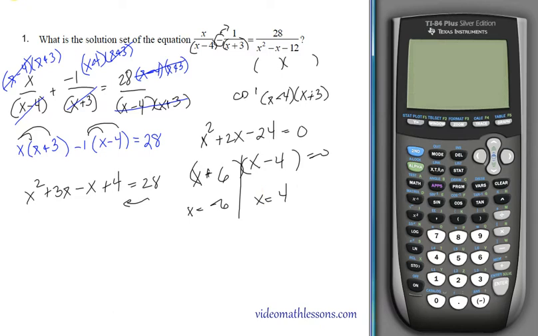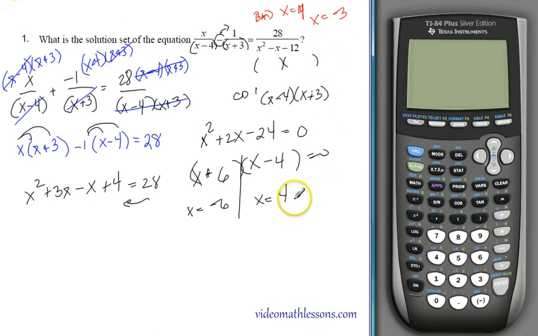Now we have to look at the original problem. There are 2 numbers here that are not allowed. So we have 2 bad numbers. If x is a positive 4, that's bad because it makes it undefined, or negative 3. So if it's a 4 or a negative 3, bad.